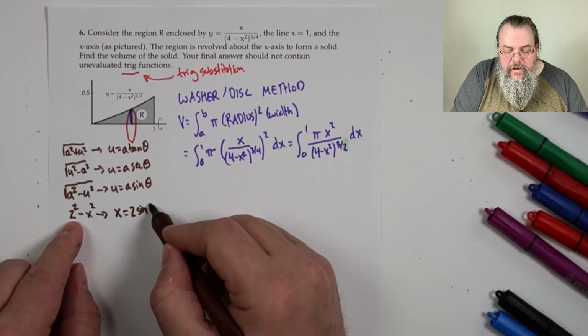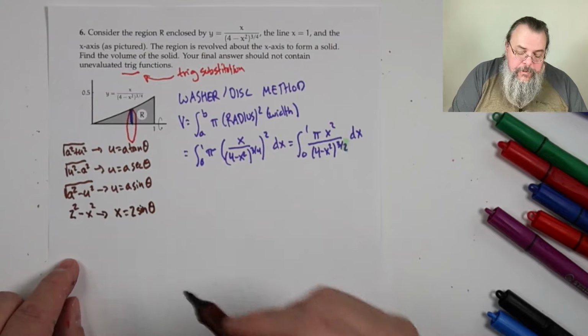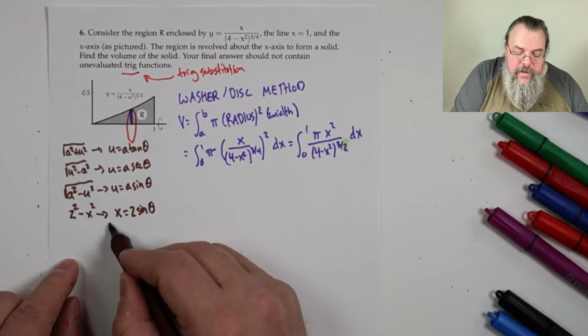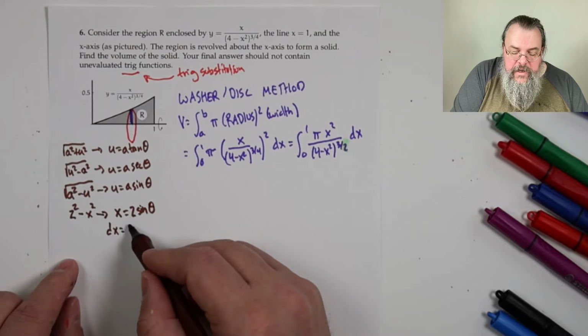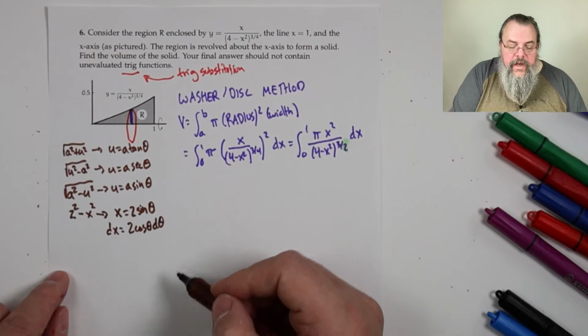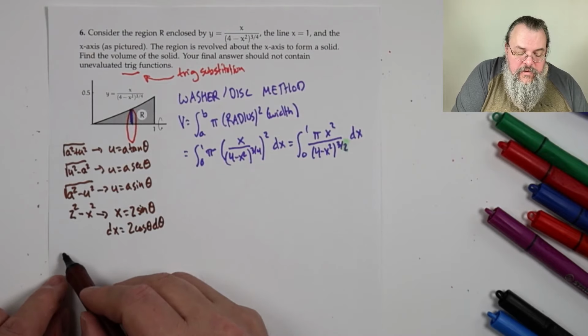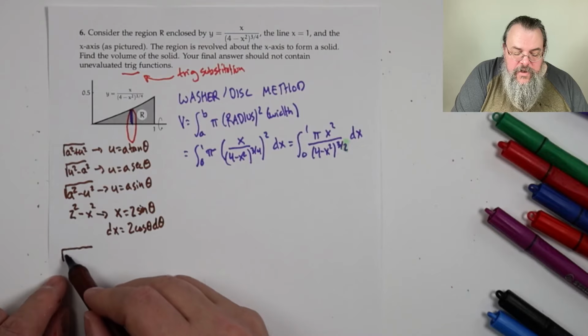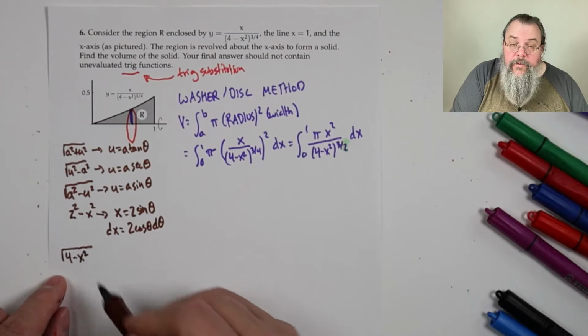So x equals 2 sine theta. Now we make some notes here. We're going to say that dx, the derivative of sine, is cosine. Okay, that's good to know. And then, of course, the other thing is to say, well, why did we make this substitution? It's to help us with this square root.